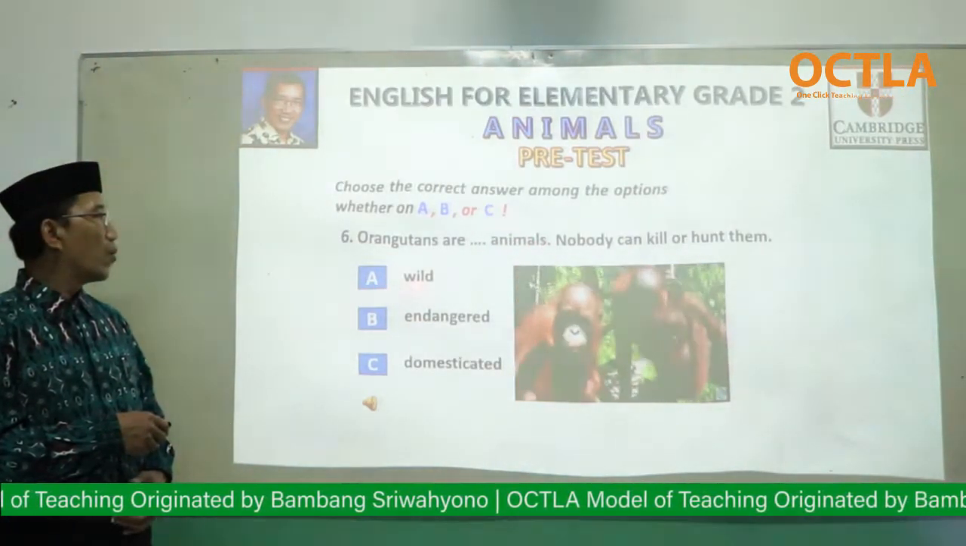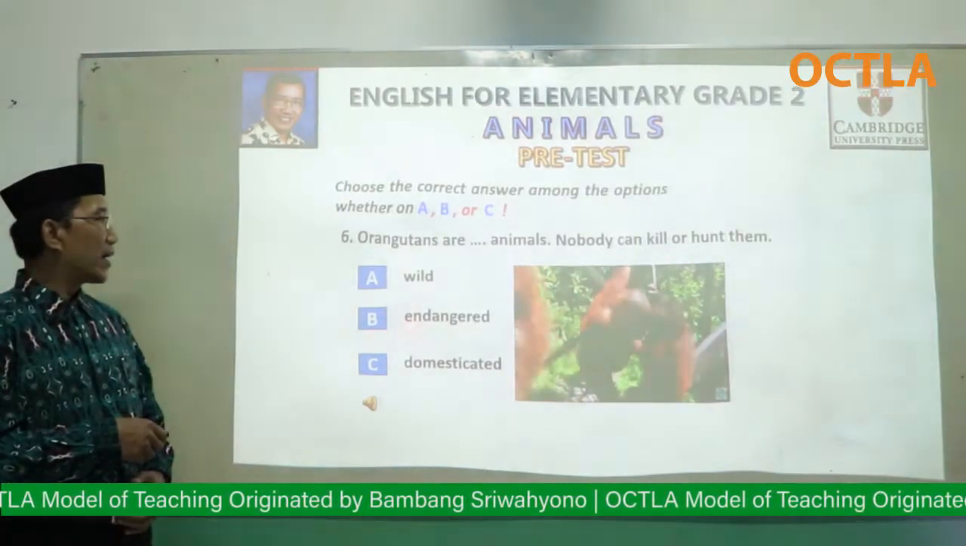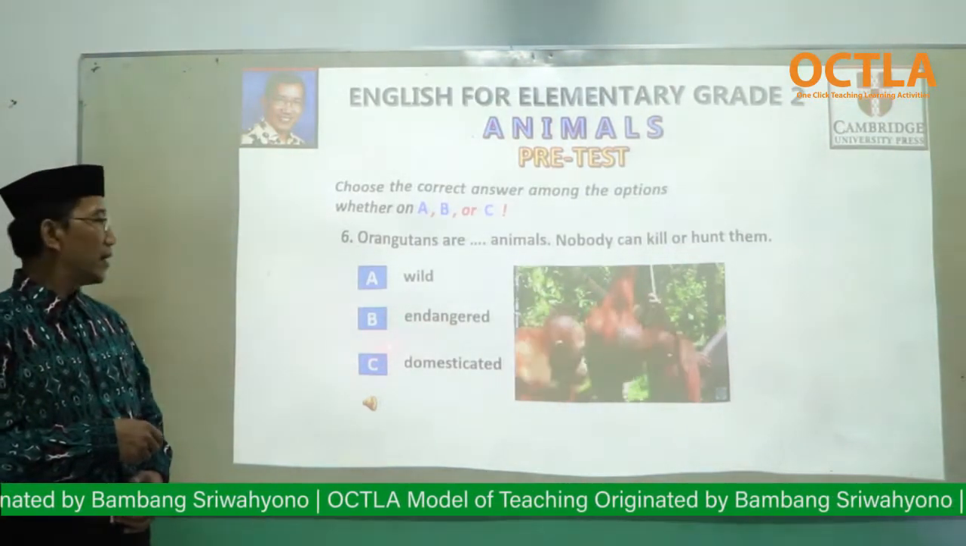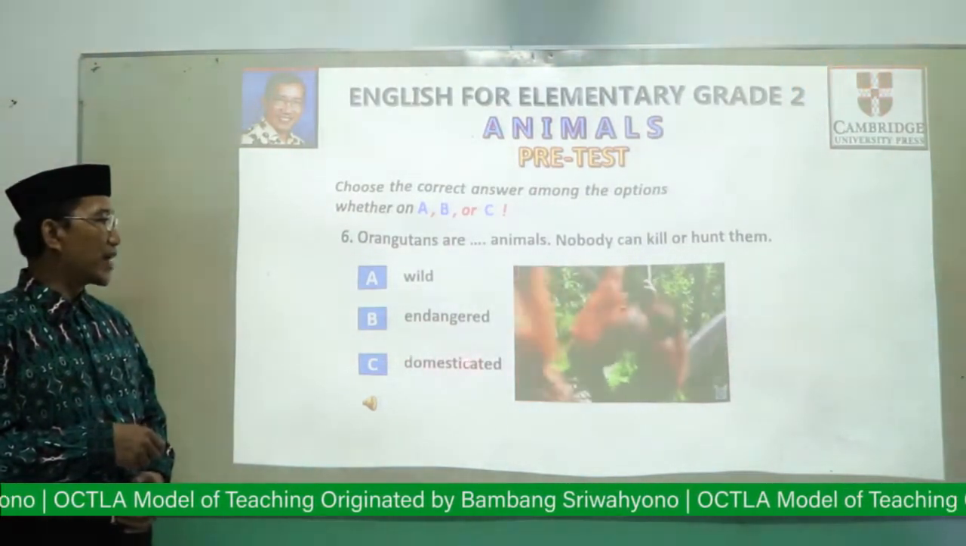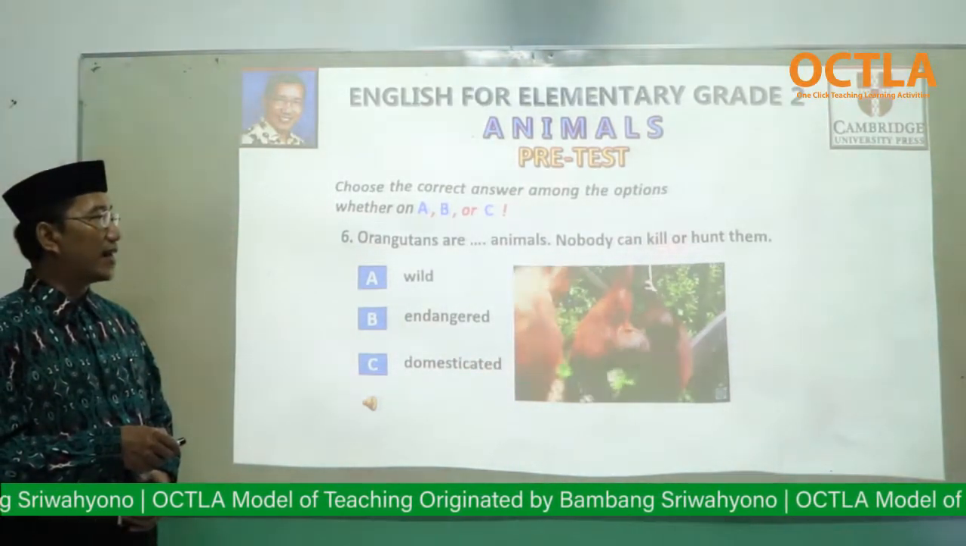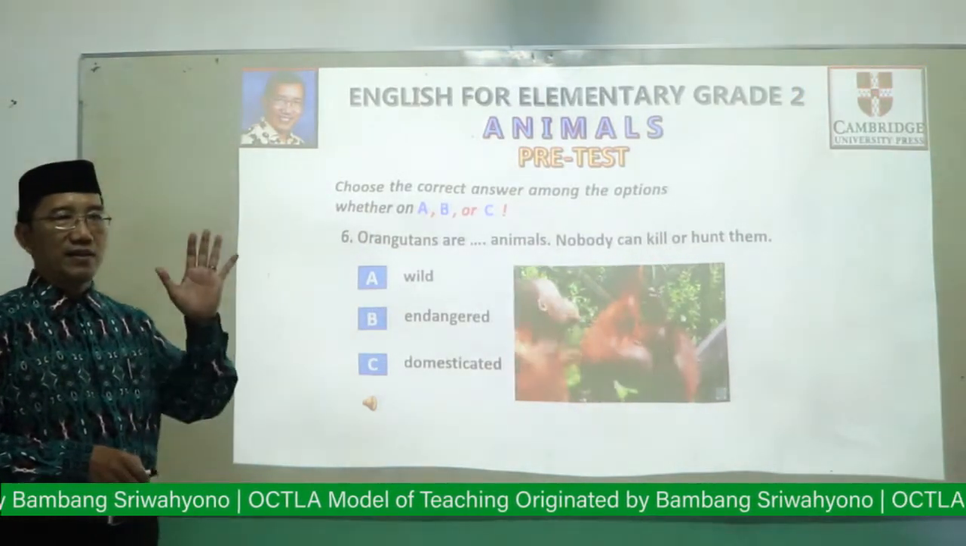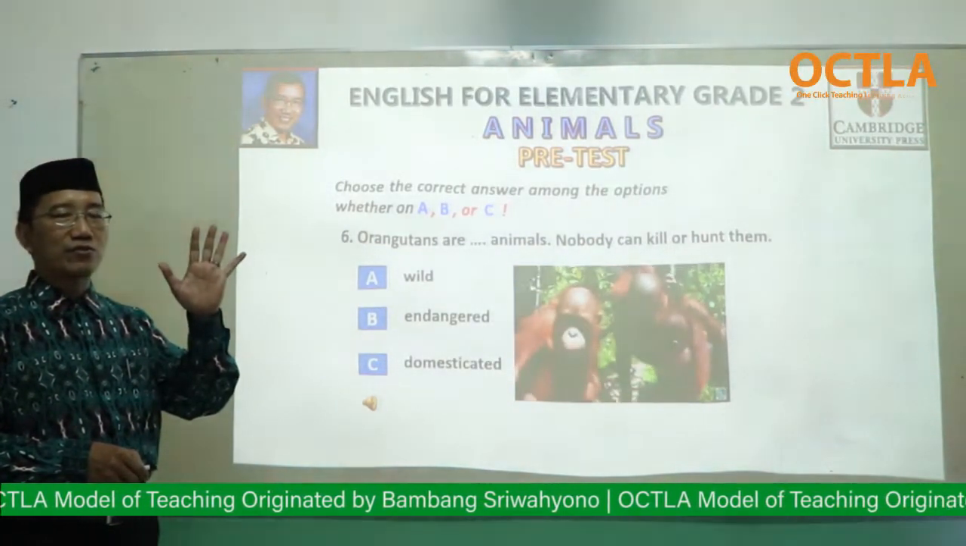A. Wild. B. Endangered. C. Domesticated. Nobody can kill or hunt them. Start to answer.